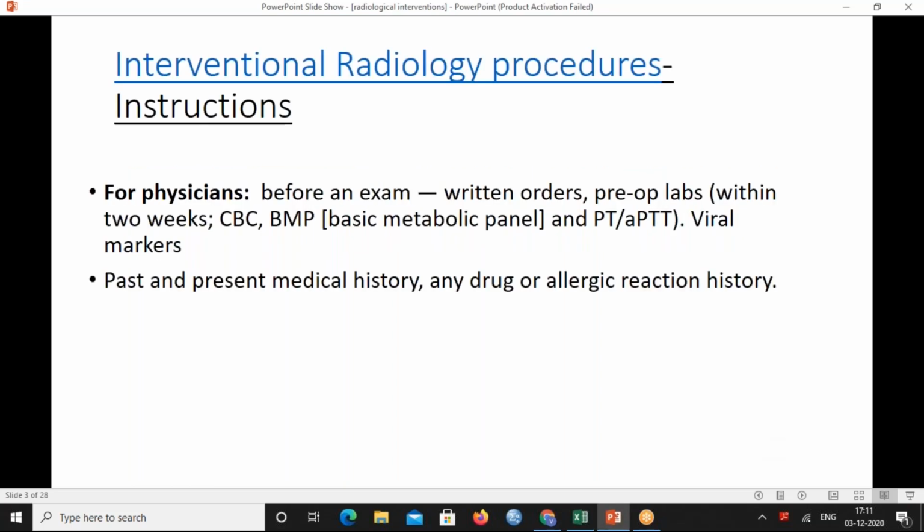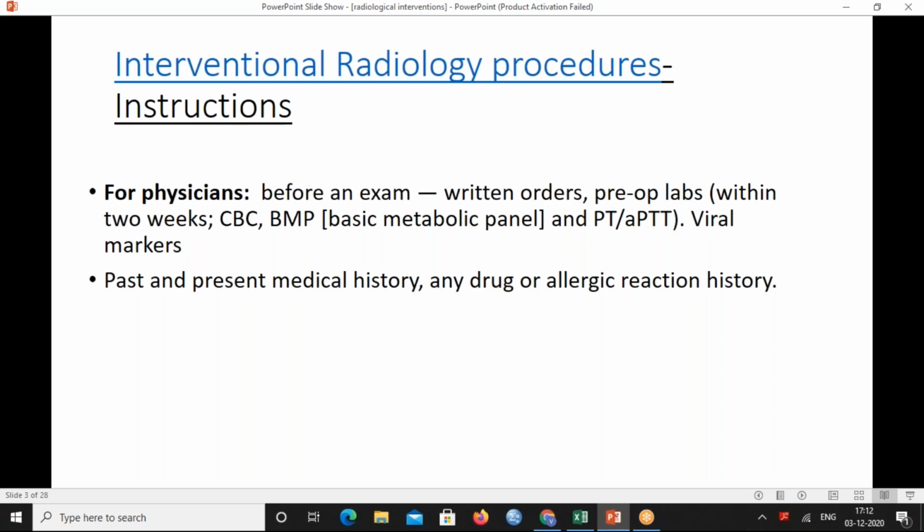But these are minimally invasive procedures. Although minimal, they are still invasive procedures, so they have to be planned accordingly. And most of the planning should be done as it is for most surgical procedures. There is a specific set of instructions which should be given to the referring physician and also to the patient. So for the IR procedure, the referring physician instructions should include a clear-cut written order.